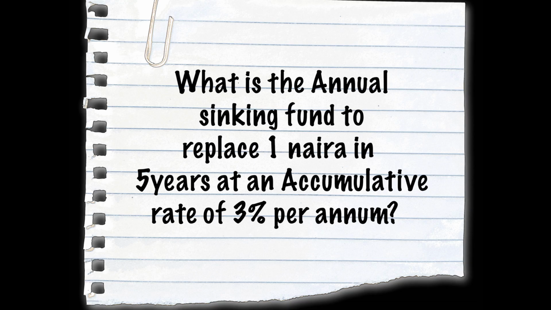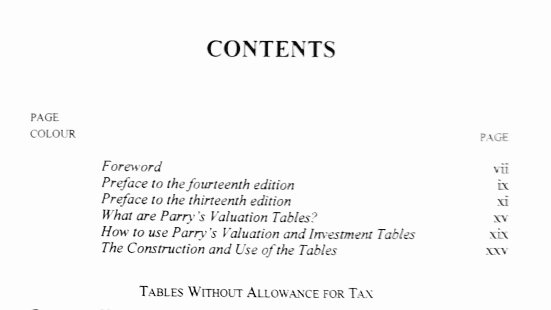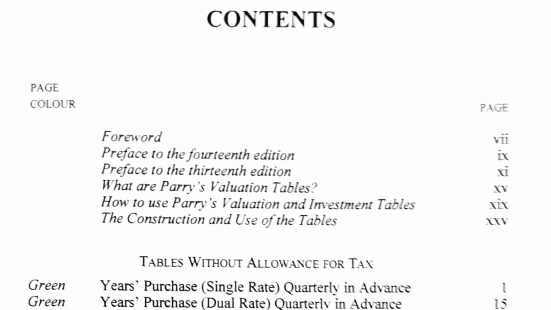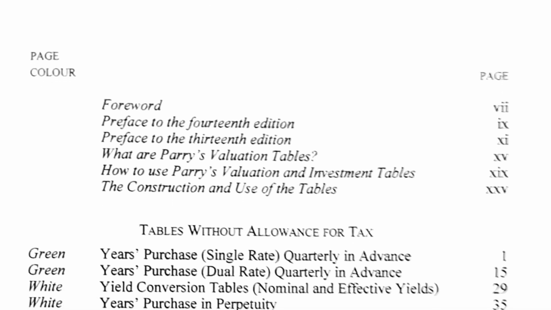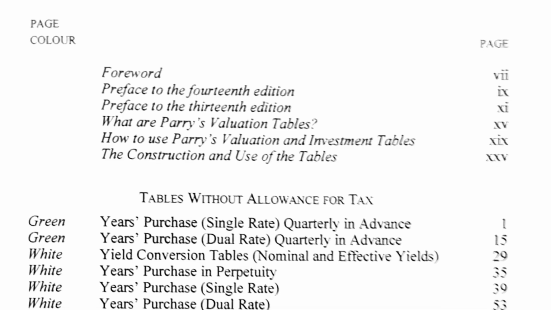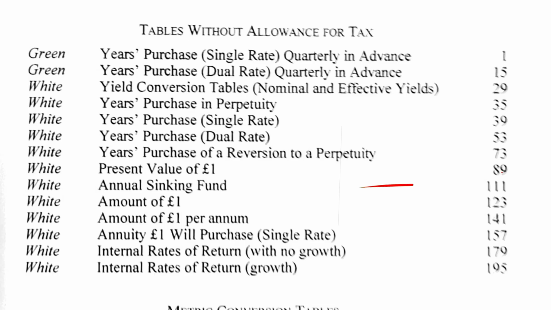Right. So you can see that the table is actually very easy to use once you get used to it. So the next question says, what is the annual sinking fund to replace 1 naira in 5 years at an accumulative rate of 3% per annum? So as usual, we go to the content page to check where the annual sinking fund table is. And that tells us that our annual sinking fund is on page 111.